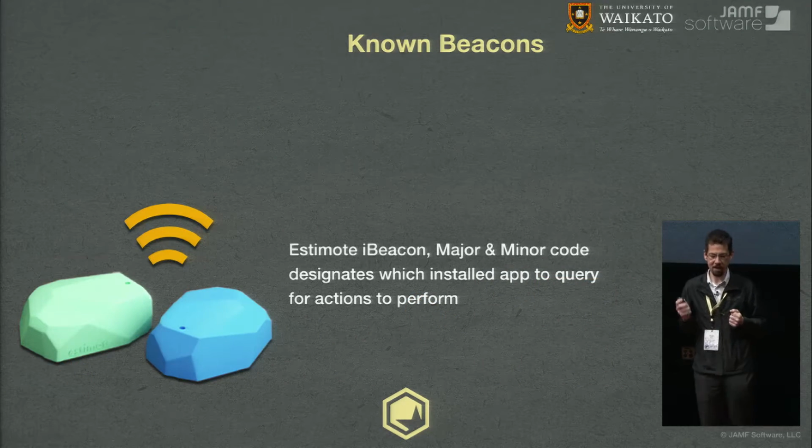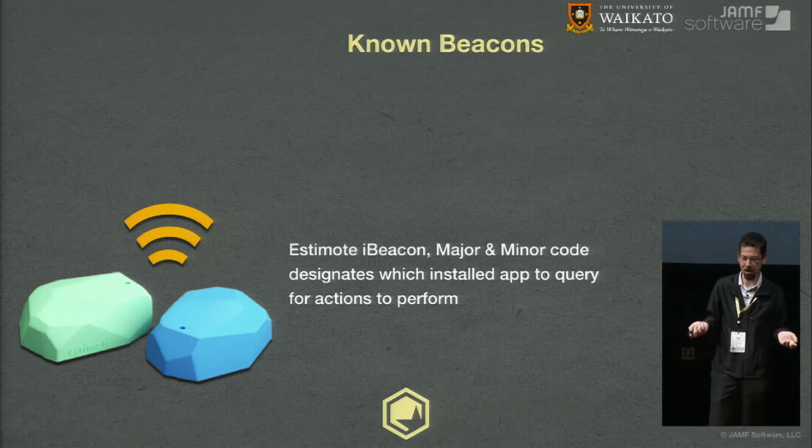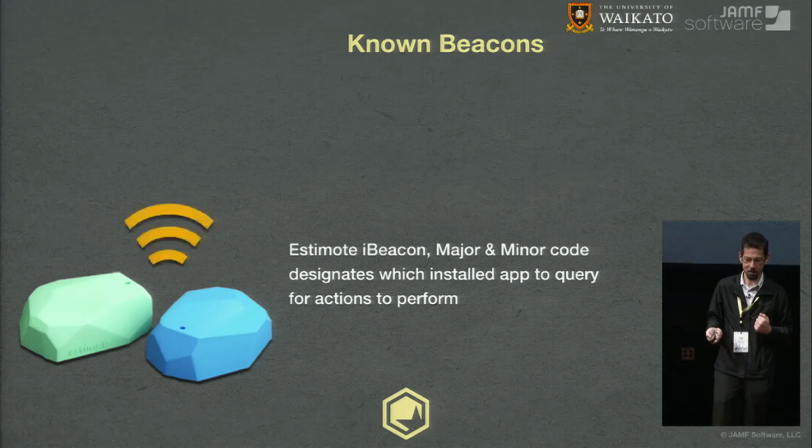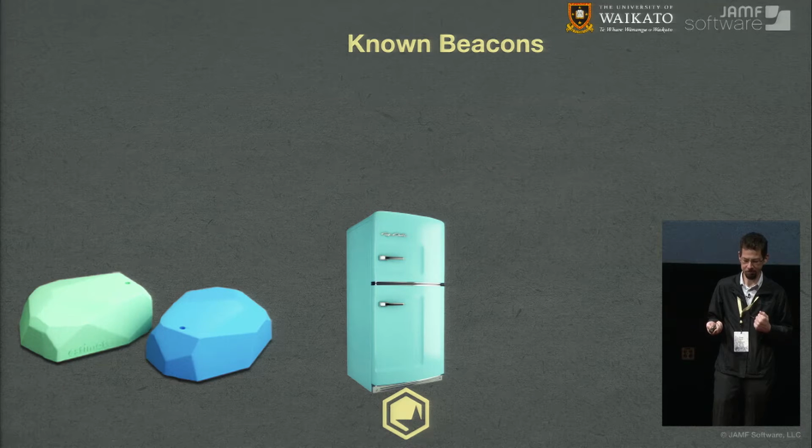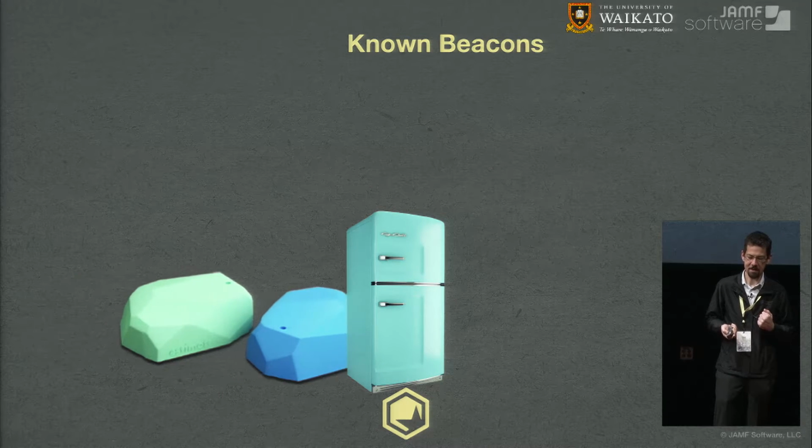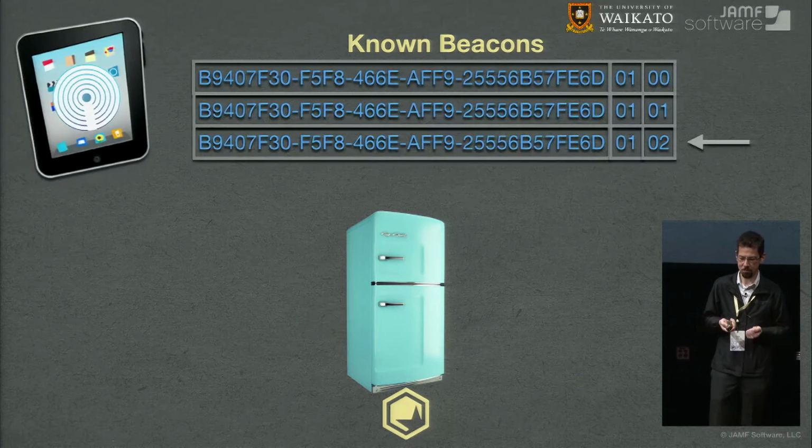So if we're looking at an example of how that might be used, well, we've got an Estimate beacon here. It's broadcasting a major and minor code, and hopefully there's an app which triggers it. What kind of app could it be? So the beacon goes off, and I'm wandering around with my app, and in this case, the beacon is on the back of a fridge.